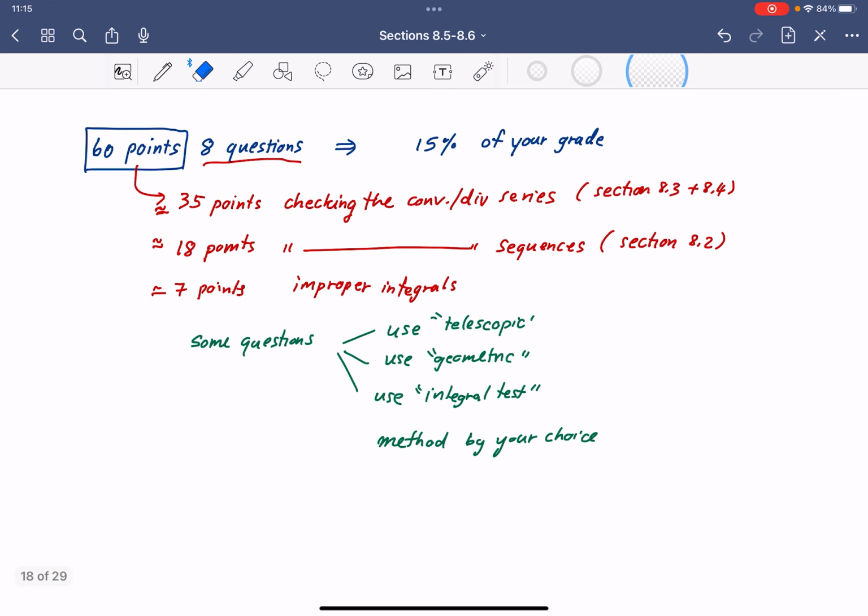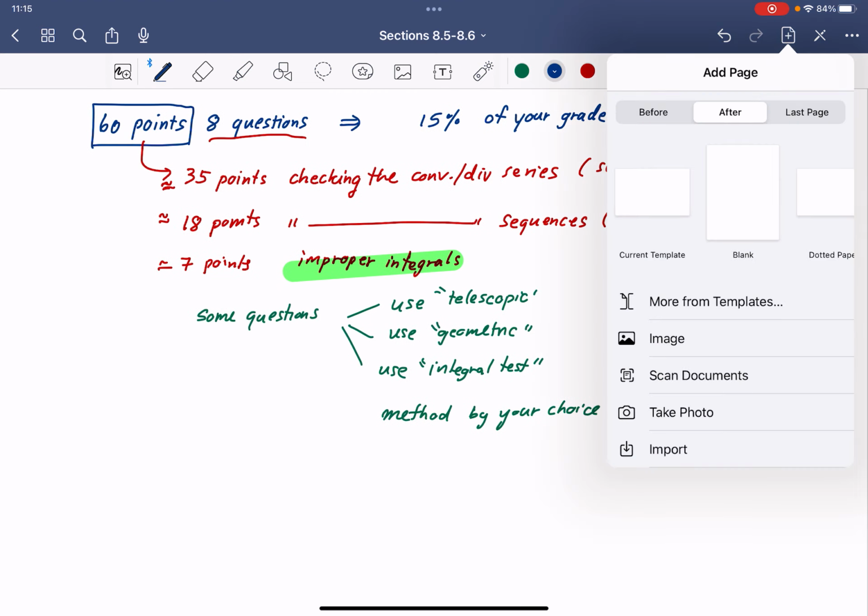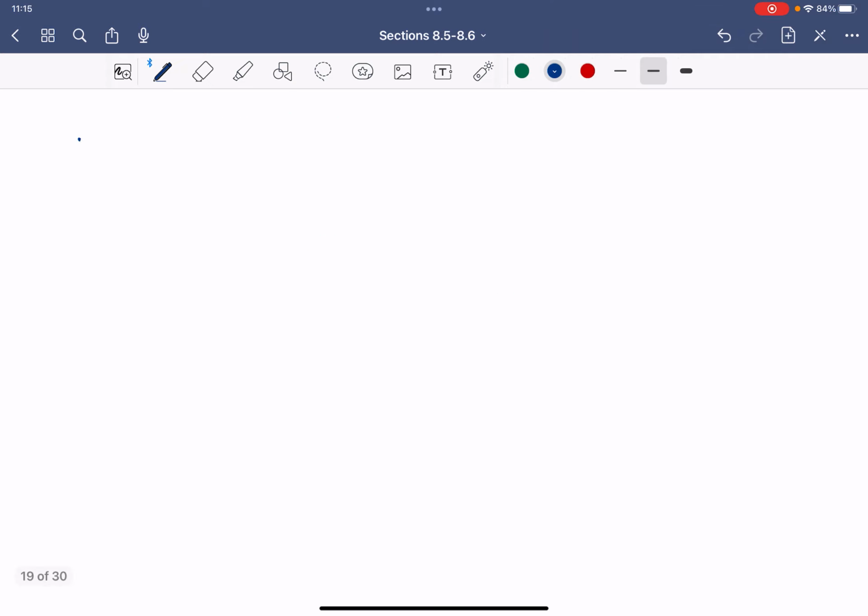For the improper integral, is there any question from the homework that you cannot do? Is there a hard improper integral that we assigned? Okay, so I think Chanachan asked me question 15 for the improper integral. Let's do question 15 together. So let's do the homework improper integral, 7.8.15. This is your homework.